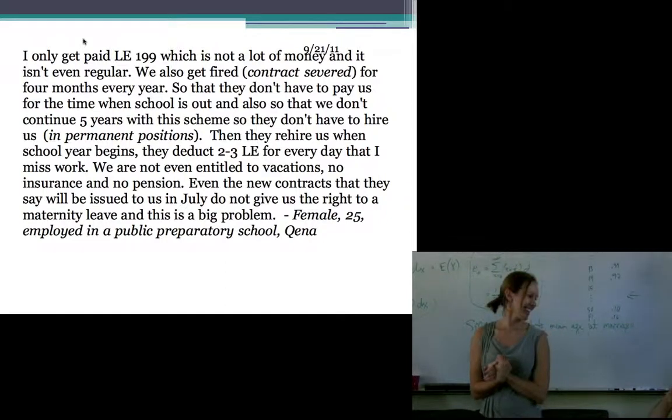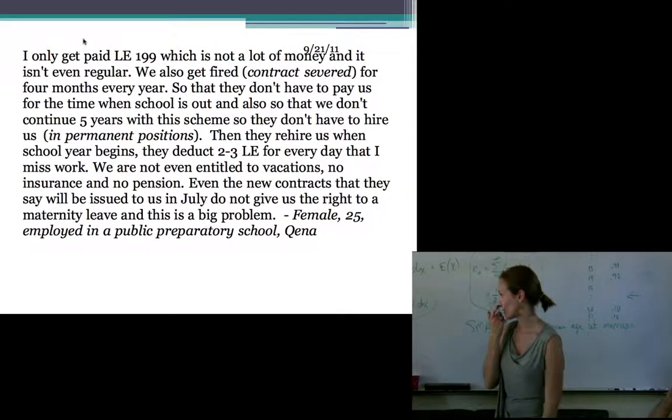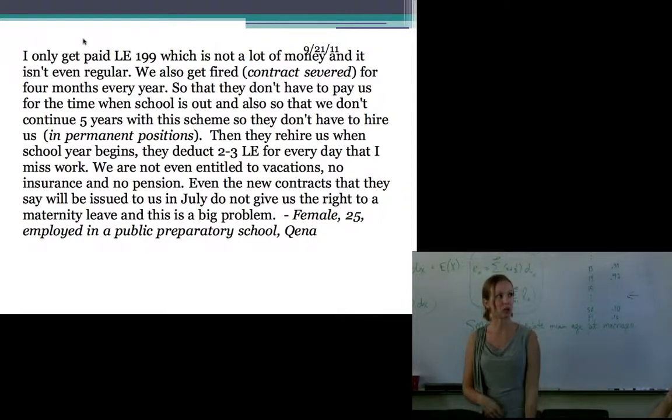A country full of GSRs. They have no vacations. Every day she misses work, they deduct 2 to 3 pounds. No vacations, no insurance, no pension, and they were in the process of negotiating new contracts with the school. There were a bunch of labor disputes after the revolution. Everybody took the opportunity to try and get better conditions, but the new contracts don't include maternity leave.